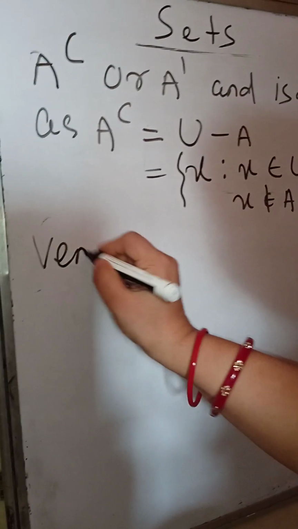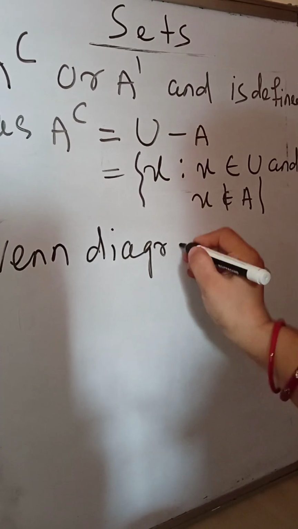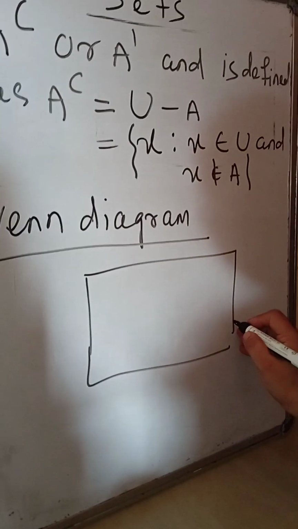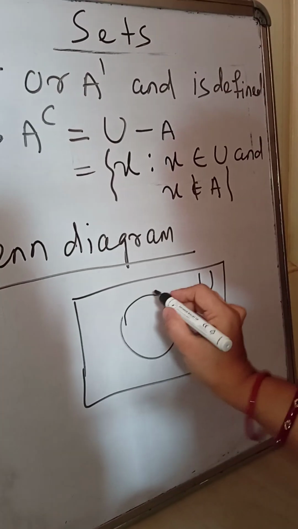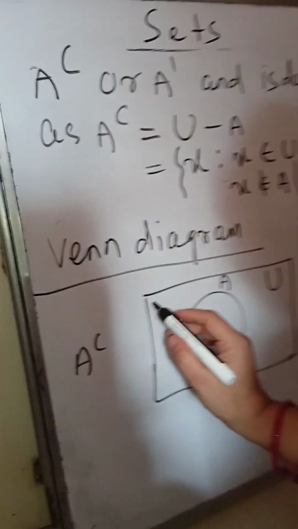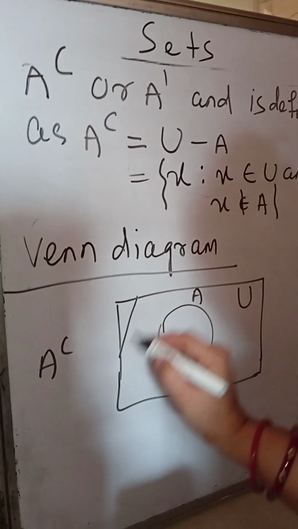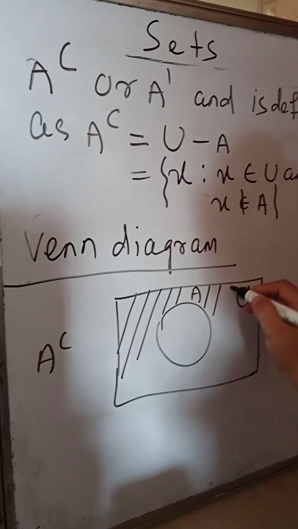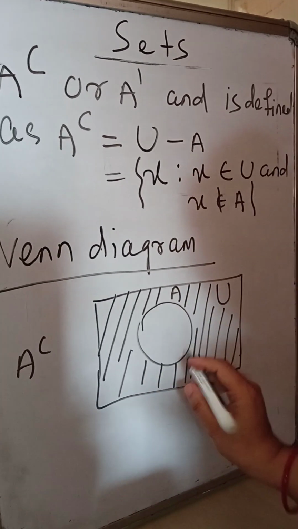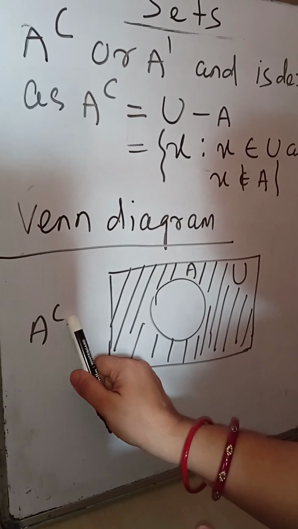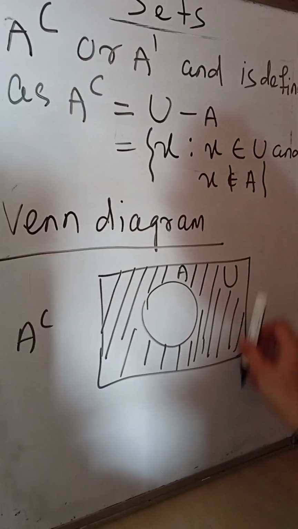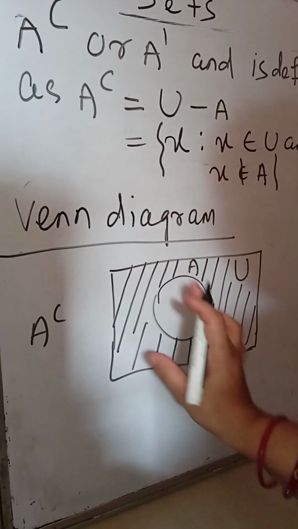Now if we draw the Venn diagram of the complement of this set, what will our Venn diagram be? As usual, this is your U, the universal set. Let A be a subset of U. So what is U minus A? A complement is the set of elements of U not in A. These elements of A we will not consider, because this is A complement, so we will exclude the elements of A. Rather, we will consider the elements present in U but not in A. So the shaded portion is our A complement.